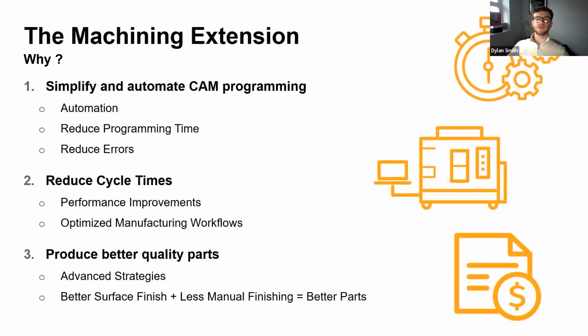So more specifically, the machining extension, what is it and why do we have it? So firstly, to simplify and automate your workflows, making use of different technologies in the machining extension to reduce your programming time, reduce errors, and of course, ultimately make better components. Next is to reduce cycle times, making use of the powerful technology to improve our efficiency. And finally, produce better quality parts. Our advanced strategies allow our customers to reach their full potential by offering the tools that are needed. Better surface finish plus less manual finishing, of course, equals better quality parts.